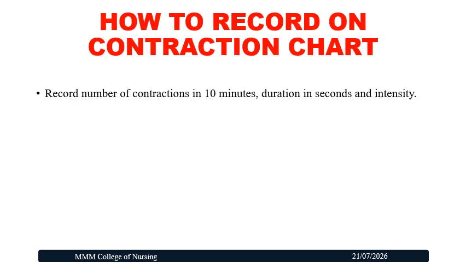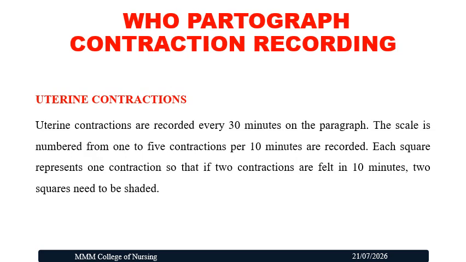How to record a contraction chart? Record the number of contractions in 10 minutes, duration in seconds, and intensity. According to the WHO partograph, uterine contractions are recorded every 30 minutes. There is a scale numbered from 1 to 5 contractions per 10 minutes. Each square represents one contraction, so if two contractions are felt in 10 minutes, two squares need to be shaded.